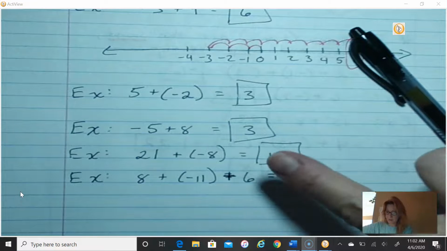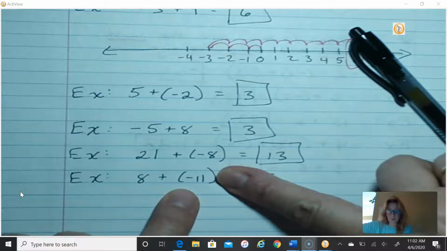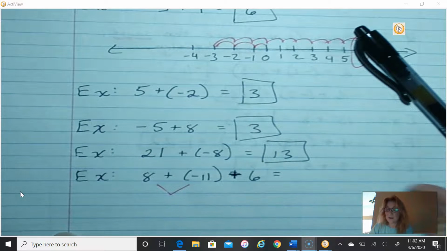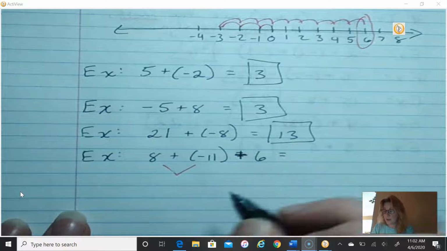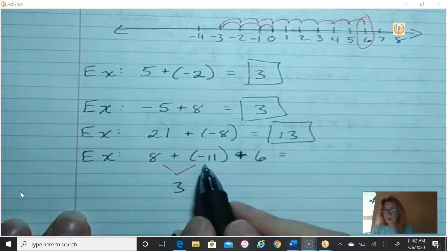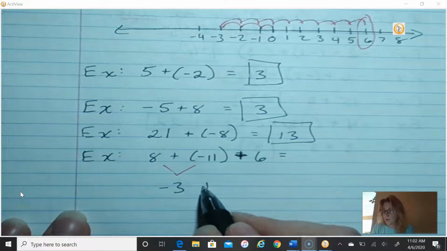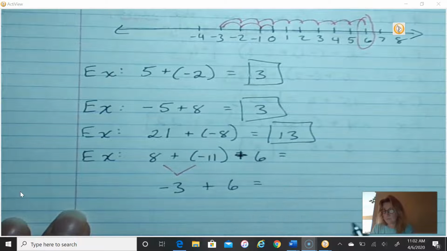We're going to work left to right. Those signs are different, so we subtract. 11 minus 8, what would that be? That's 3. 11 is the largest digit. It's negative, so that's a negative 3. And we rewrite our problem. That was supposed to be a plus 6.